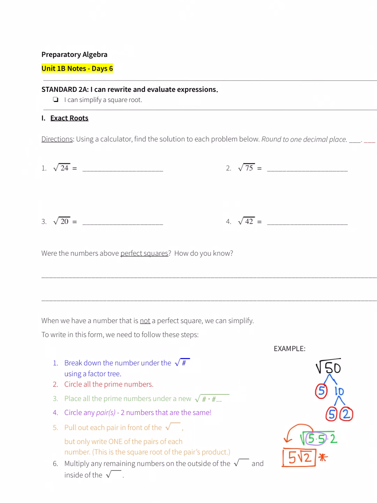These are your Unit 1B, Day 6 notes. In this set of notes, we are going to practice simplifying square roots, which falls under the standard 2A.